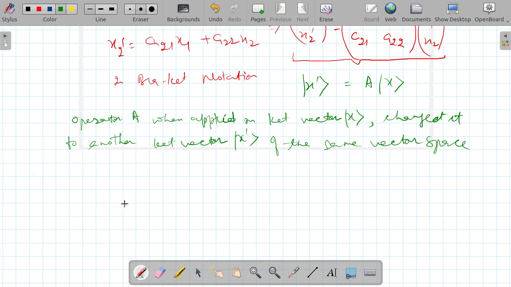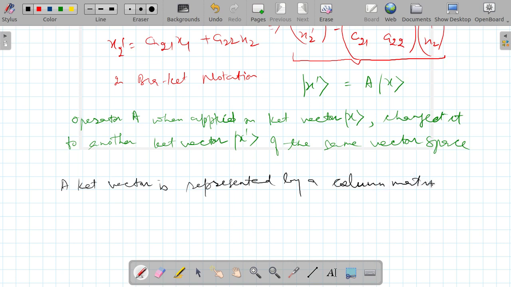And another very important thing is that a ket vector is represented by a column vector. A ket vector is represented by a column matrix, and the corresponding bra vector is a row matrix.